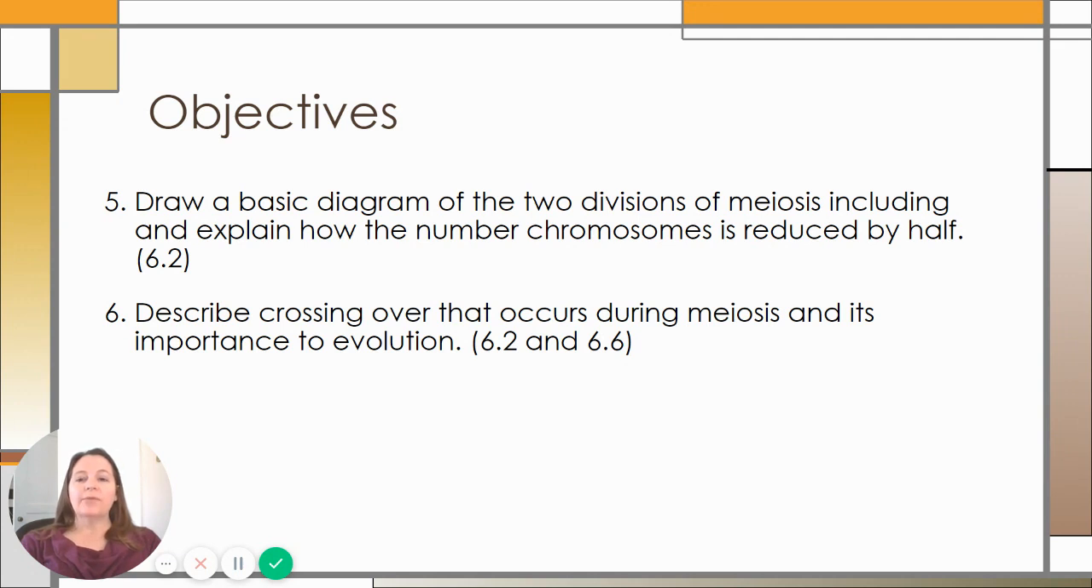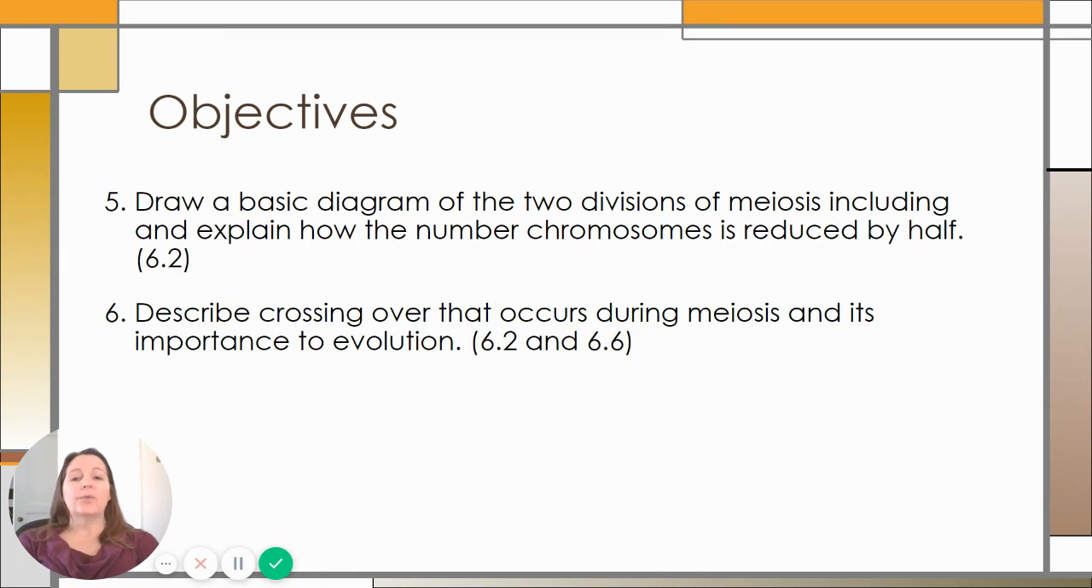Number 5 tells you to draw a basic diagram of the two divisions of meiosis. These are called meiosis 1 and meiosis 2. Finally, something that's simple, right? And then to explain how the chromosome number is reduced by half. When you are filling out your objective expansion for this one, be sure to talk about the shapes of the chromosomes. That will help.